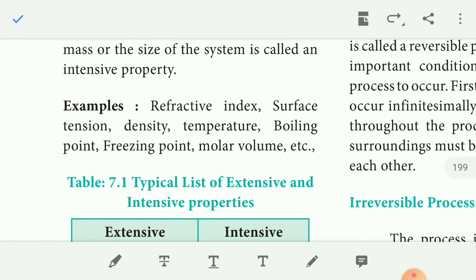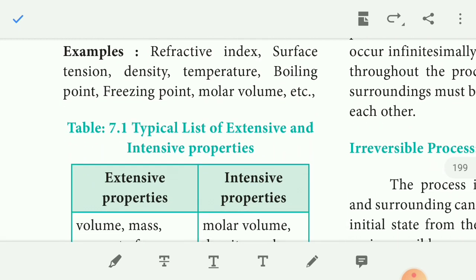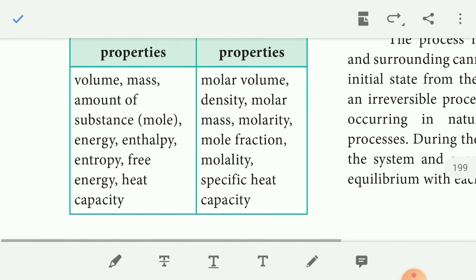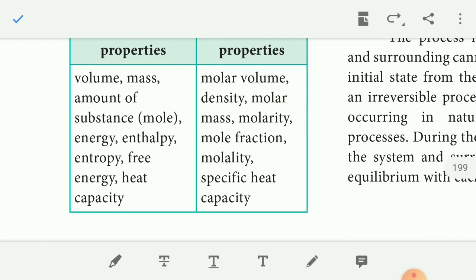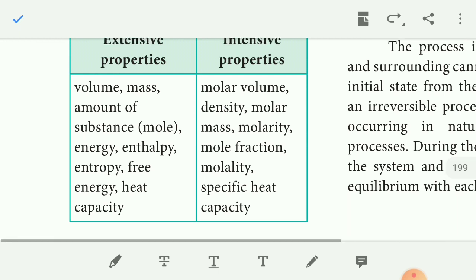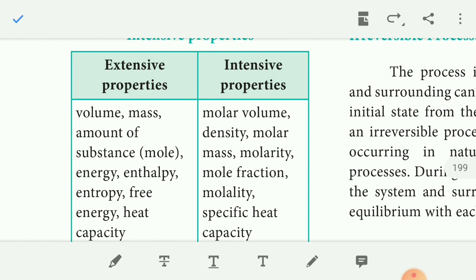Then a typical list of extensive and intensive properties. First, extensive properties; these are asked frequently as one mark questions. Volume, mass is a dash property. Molar volume, density, molar mass is a dash property. Extensive properties: volume, mass, that is amount of substance, mole, energy, enthalpy, entropy, free energy, heat capacity.